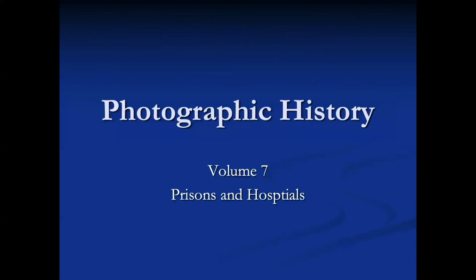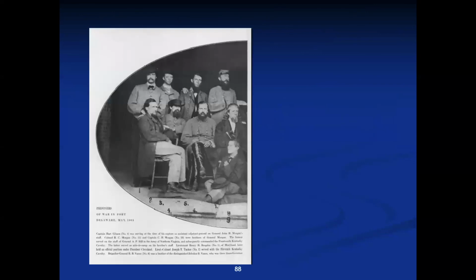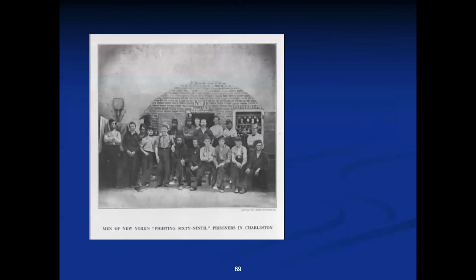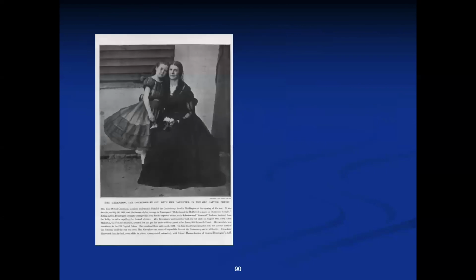So there is a photographic history. Volume 7 deals with prisons and hospitals. And very quickly, I will just show you some of the pictures and the quality of the pictures that are here. These are men at Fort Delaware. These are New Yorkers of the Fighting 69th in Charleston. She's a Confederate spy, and that's why she's in prison. These are the non-commissioned officers of the 19th Iowa at New Orleans.